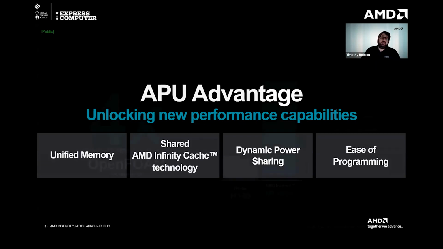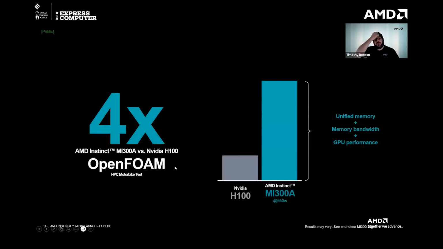Again, what does this mean in reality? If you take something like OpenFOAM, so this is a CFD code, what we actually found looking at this, taking into account the benefits of that unified memory and the bandwidth and just the GPU performance on its own, we actually get 4x the performance on OpenFOAM, on the HPC motorbike test. So again, just absolutely a top product.